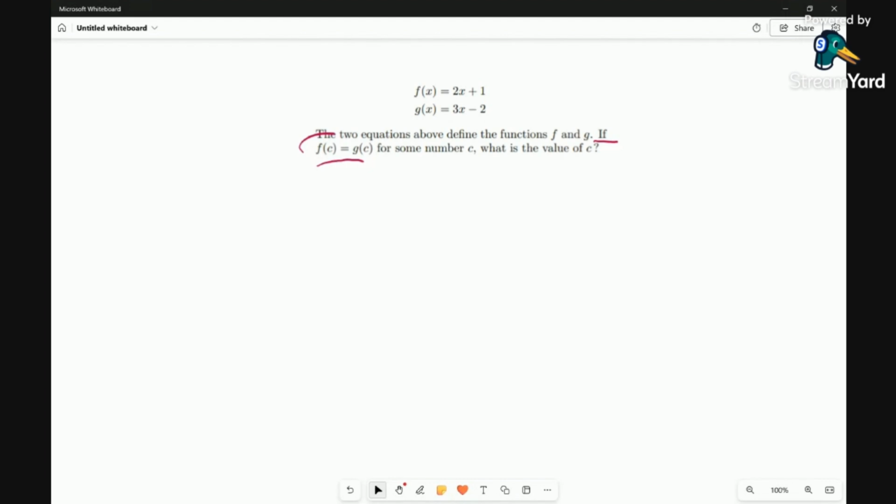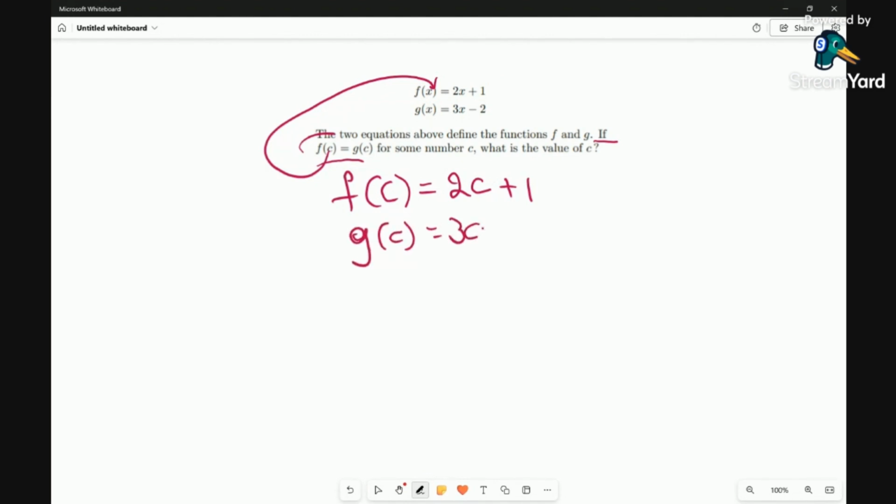Now they're asking us, if f of c is equal to g of c for some c, what is the value of c? If we were to solve this algebraically, of course, we would do exactly what it says. When you're saying f of c, we can literally plug in c for x, right? That's what we mean when we say f of c. So f of c equals 2c plus 1, and g of c is going to be 3c minus 2.